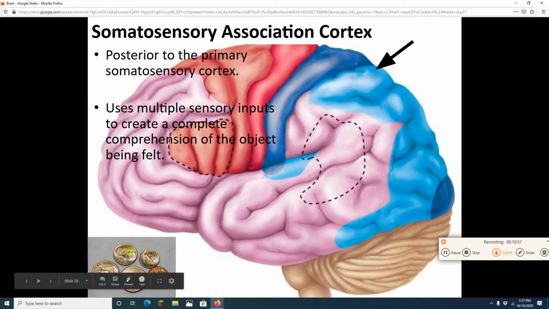Like, could you feel Thomas Jefferson's profile and know it was a nickel? Feel FDR's profile on the dime, Washington on the quarter, Lincoln on the penny. Could you feel those and figure it out? Maybe by size, and the ridges and things like that. But you could figure out what you're touching, what's touching you, and you could know what the object is, or have a better idea of what the object is. So you're getting a better idea of what the object that's touching you actually is, what it means, what its importance is in this somatosensory association cortex. All right.